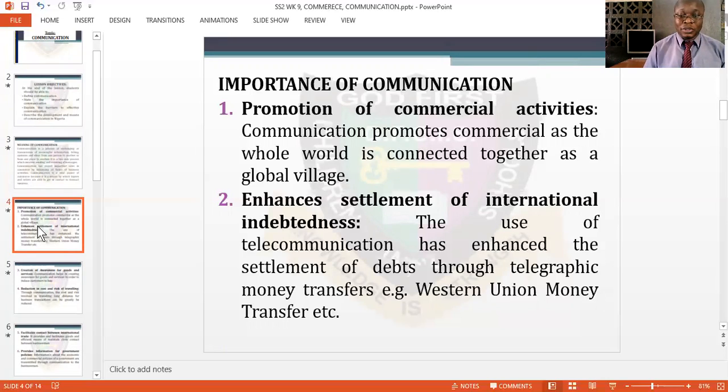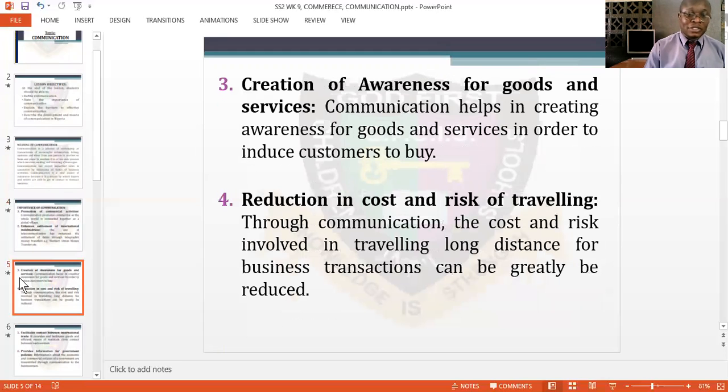Through money transfer, it has helped a lot to settle debts between two traders. It is also a creation of awareness for goods and services. Communication helps in creating awareness for goods and services in order to attract customers to buy. There is need for advertisement to create awareness. The seller communicates to the buyer, and through that communication, the customer is attracted and persuaded to buy.